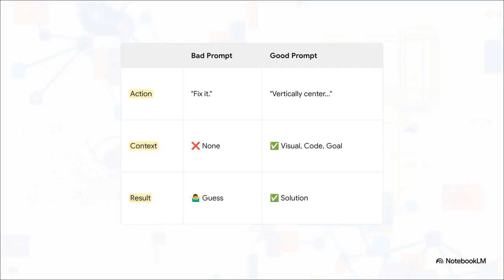Just look at the difference here. On the left, you've got the bad prompt. "My button is misaligned. See screenshot, fix it." We've all done this when we're frustrated, right? But it gives the AI zero context to work with. Now look at the good prompt on the right. It names the component, it states the goal, vertically centered, and it provides the visual, the code, and the framework context. The difference in the result you'll get is just night and day.